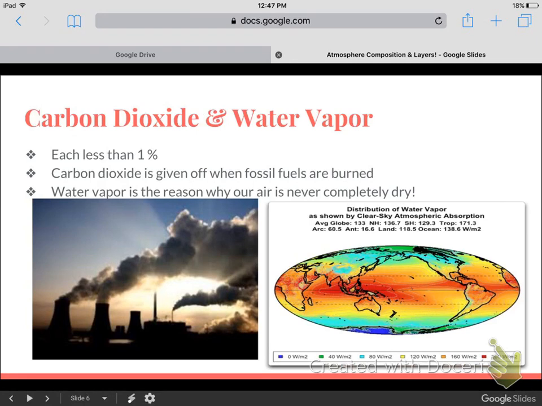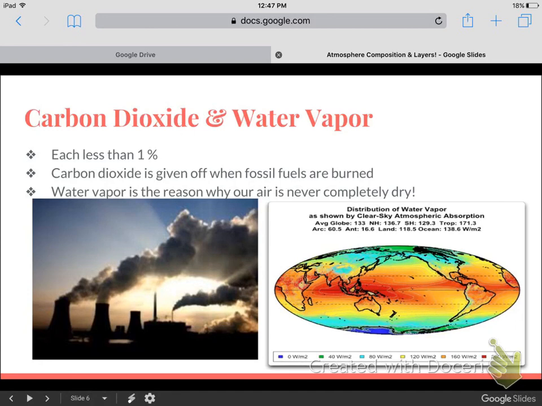Carbon dioxide and water vapor make up that last 1% of gases. A lot of people don't think water vapor is a gas, but it is. Carbon dioxide, I'm sure you've all heard of before. It is given off whenever fossil fuels are burned. So whenever you're burning coal or oil, carbon dioxide is what's produced from that burning. And that falls into that last 1% of gases of our atmosphere. And water vapor is the reason why our air is never completely dry.